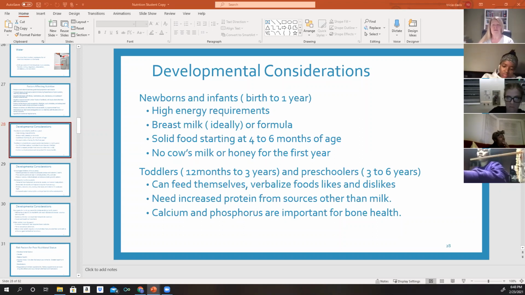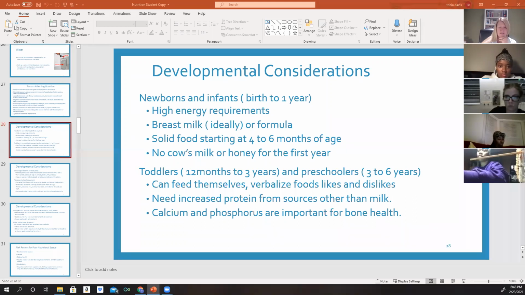Toddlers, 12 months to 3 years old, and preschoolers, 3 to 6 years old, are starting to be able to feed themselves. They're able to tell you certain foods that they like and certain foods that they don't like. They do have an increased need for protein from sources other than milk. So we would go back to that food scale that we had back here and look at those groups of foods where we can get the most protein. Calcium and phosphorus are important because their bones are developing and growing, and they need that intake of calcium and phosphorus.